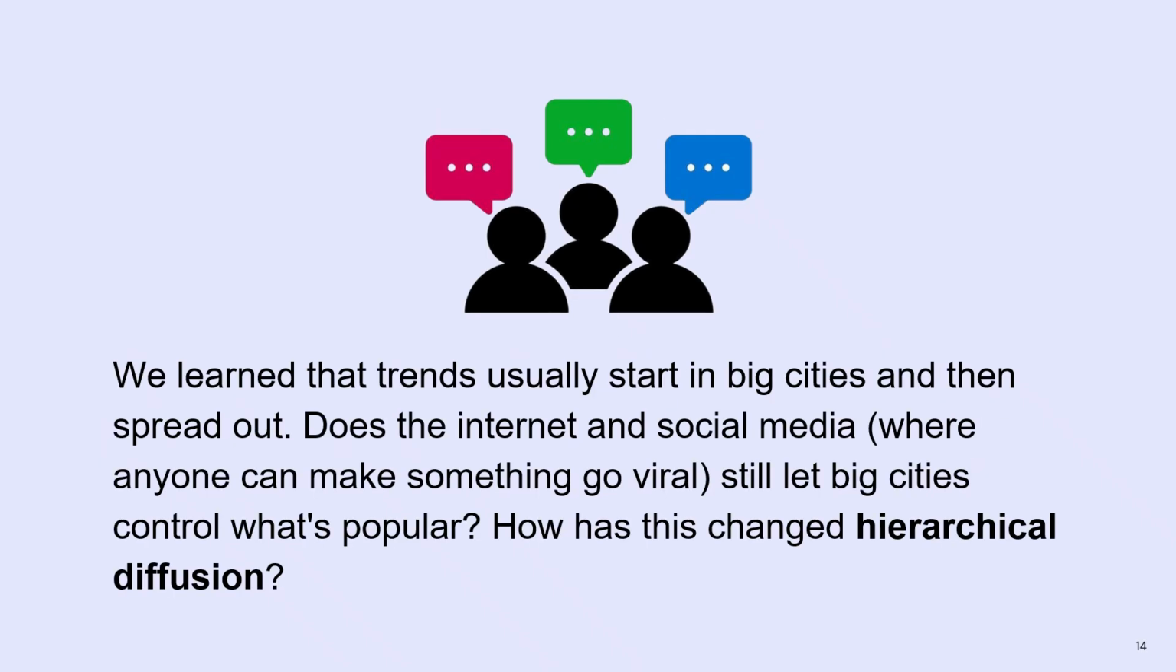And touching on something that we discussed just a few minutes ago, we learned that trends usually start in big cities and then spread outward. These are called cultural hearths. Does the internet and social media, where anyone can make anything go viral, still let big cities control what's popular? How has this changed the hierarchical diffusion of culture? Do you think that big cities still have a role to play in creating and spreading culture?